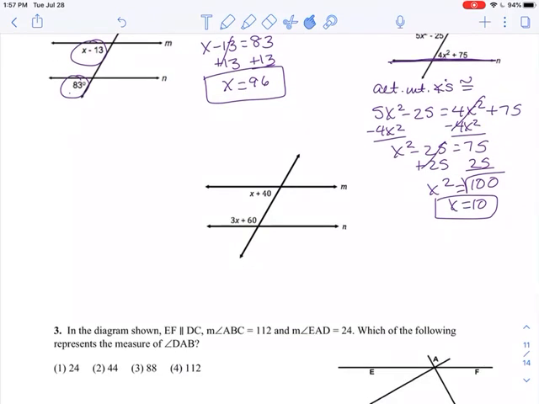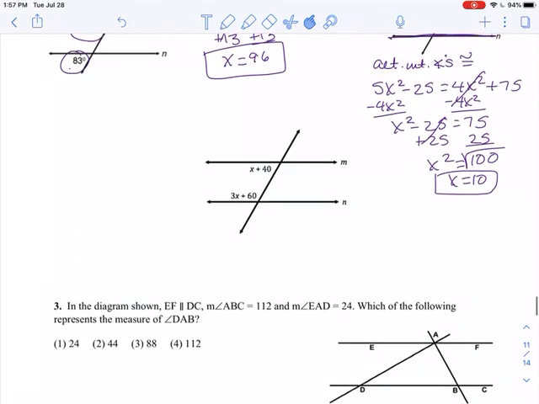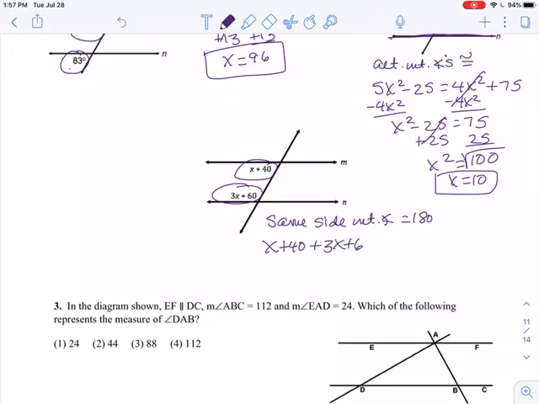And this one down here in the middle, looking at my angles, think about what's true about them. Are they equal to each other or are they supplementary? These are same side interior angles. Same side interior angles are supplementary. So I'm going to add these and set them equal to 180. All right, these are same side interior angles. Add them together and set them equal to 180.